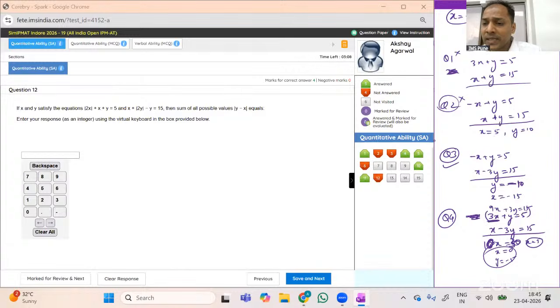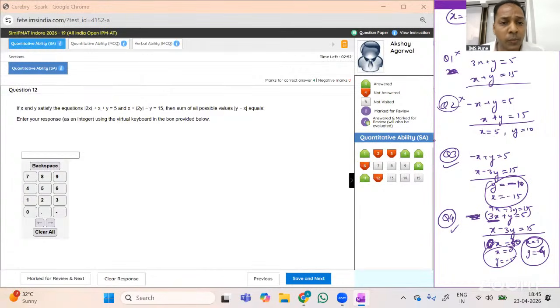9 plus 6 is equal to 9 minus 4. So y comes out to be minus 4. Yes, satisfying. So x is equal to 3, y is equal to minus 4. And the other solution that I got was x is equal to minus 15, y is equal to minus 10. There are two valid solutions.